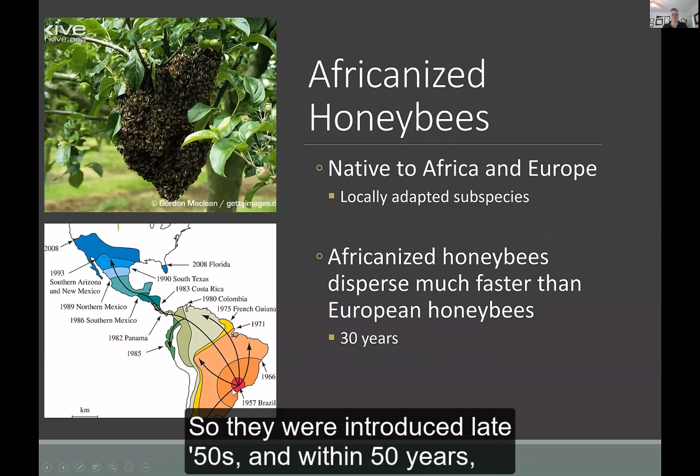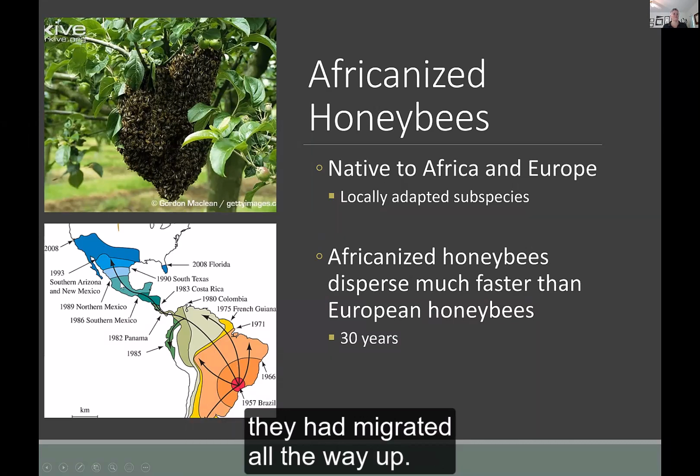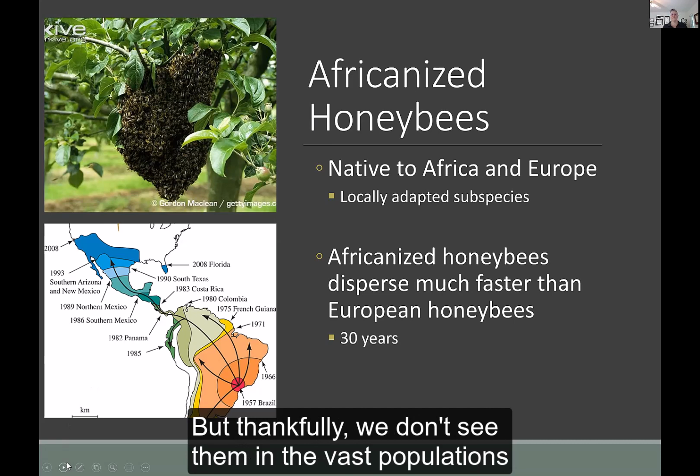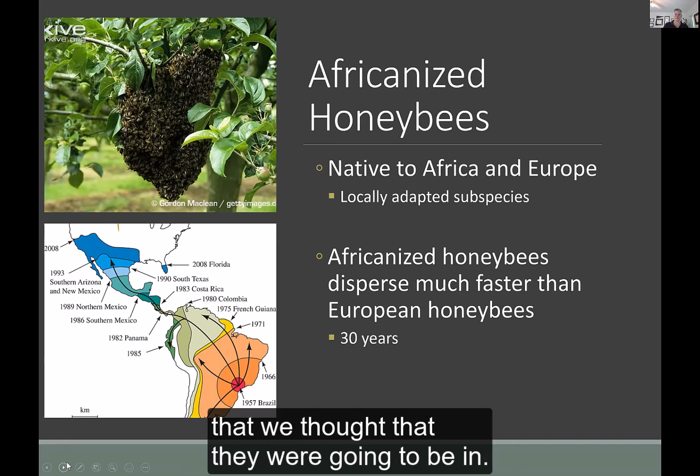So they were introduced late 50s, and within 50 years, they had migrated all the way up. So pretty quick as far as reproductive processes go. But thankfully, we don't see them in the vast populations that we thought that they were going to be in.